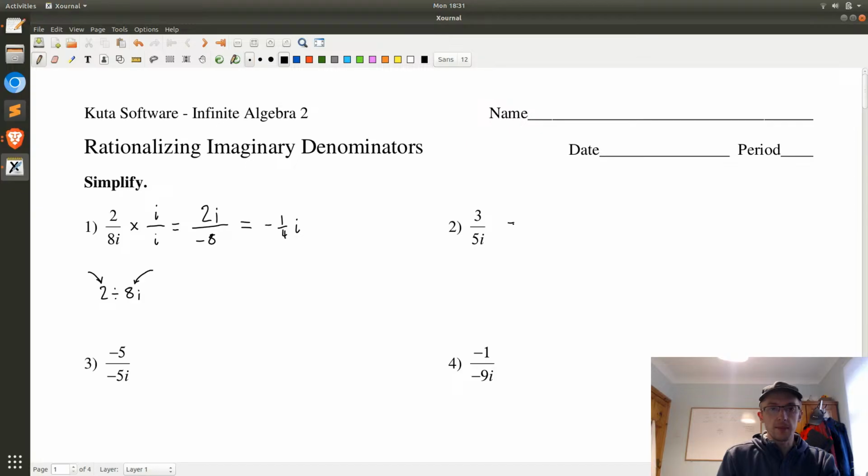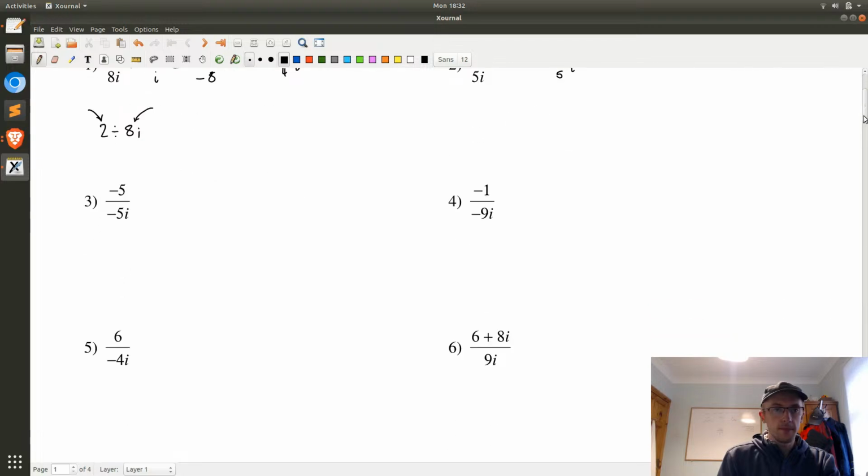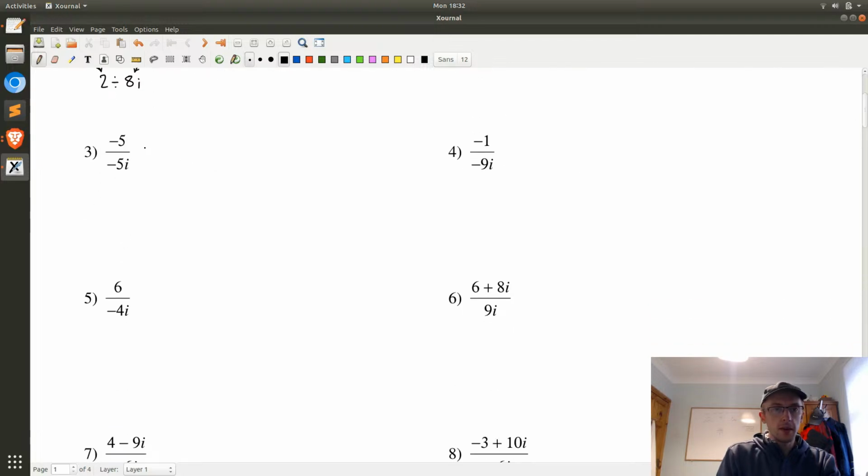Great. So following the exact same pattern, basically, this will be negative 3 over 5i. What about this one here? Well, we cancel out the negative 5s first. So this is really 1 over i. And then multiplying the top and the bottom by i, we get i over negative 1, so negative i. Isn't that interesting? 1 divided by i equals negative i.